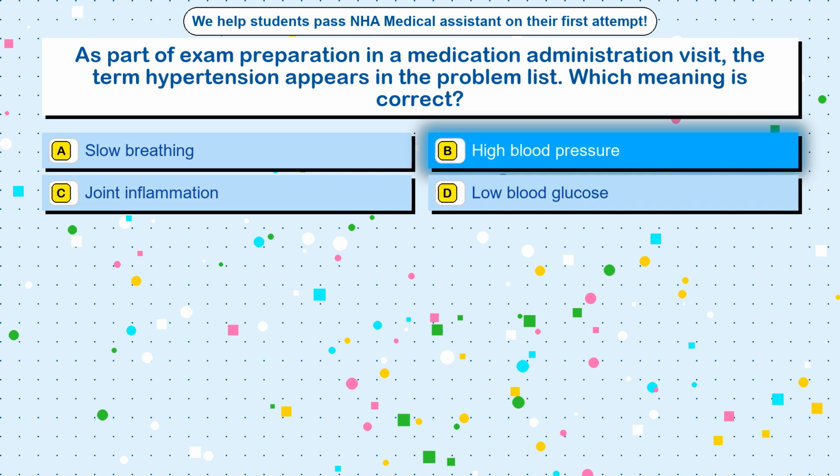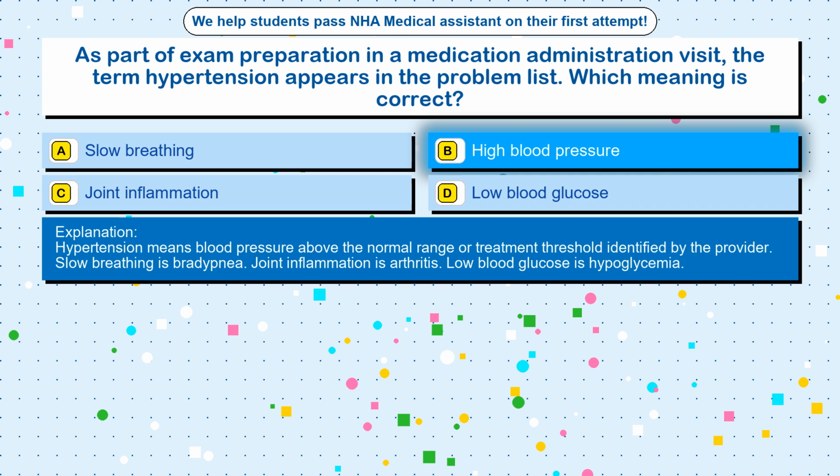High blood pressure. Hypertension means blood pressure above the normal range or treatment threshold identified by the provider. Slow breathing is bradypnea. Joint inflammation is arthritis. Low blood glucose is hypoglycemia.